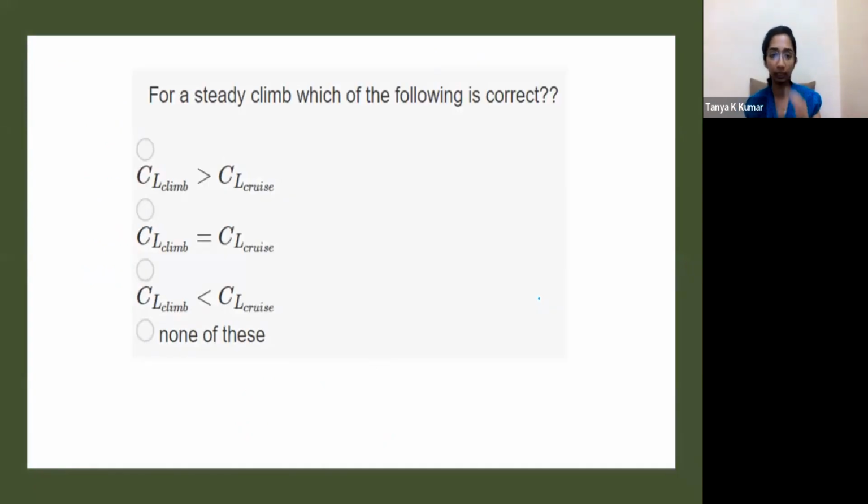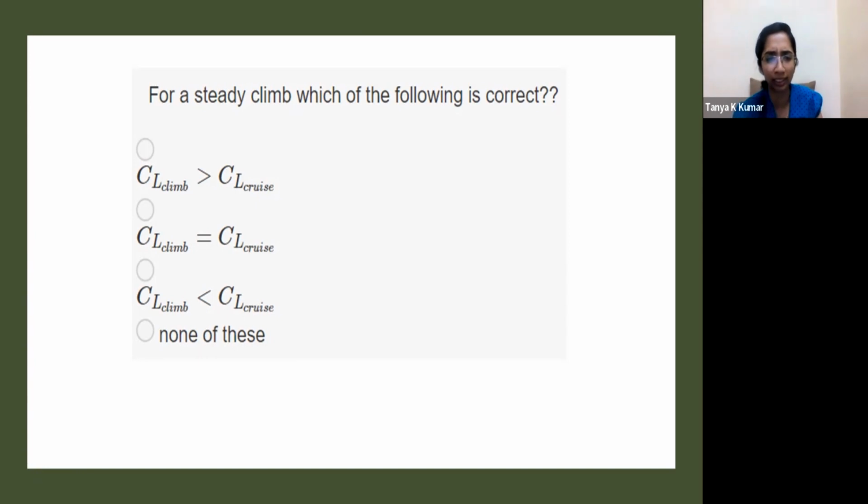Now, just a few questions. This was discussed by Sir in the class again. For a steady climb, which of the following is correct? Is the lift coefficient in climb lesser than the cruise, equal to cruise, or greater than the cruise? The coefficient of lift during climb, the relation between the two coefficients of lift, CL during climb and CL during cruise.